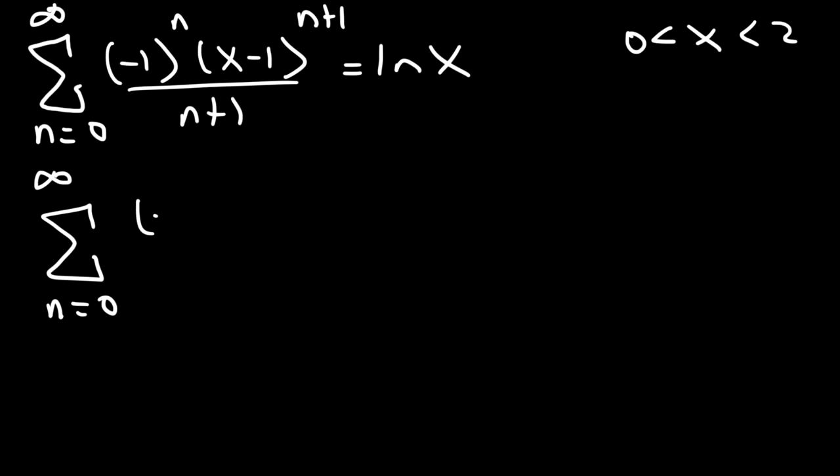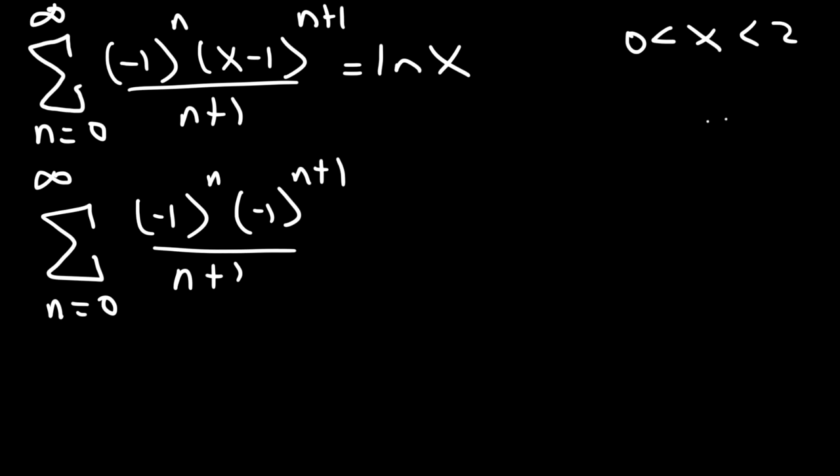we're going to have negative 1 to the n power, 0 minus 1, which is negative 1, and that's going to be to the n plus 1 power over n plus 1. So we're going to have negative 1 to the n plus n plus 1, that's 2n plus 1. And let's divide that by n plus 1.